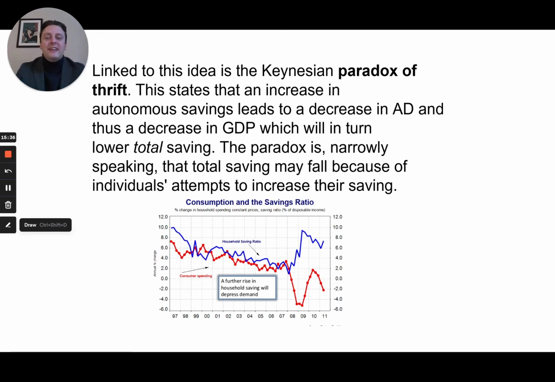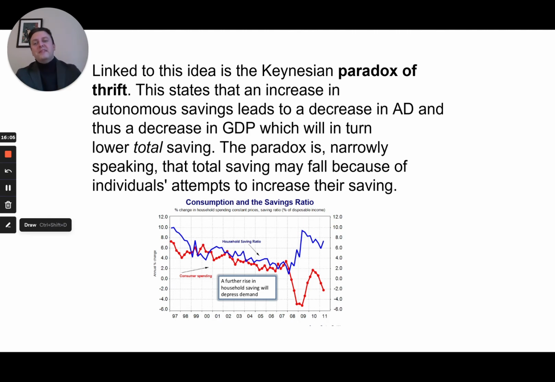Okay, so the Keynesian idea of the paradox of thrift states that an increase in autonomous savings leads to a decrease in aggregate demand and thus a decrease in GDP, which then, of course, leads to less total saving in the economy. So basically, the paradox is that total savings may fall because individuals are attempting to increase their savings.